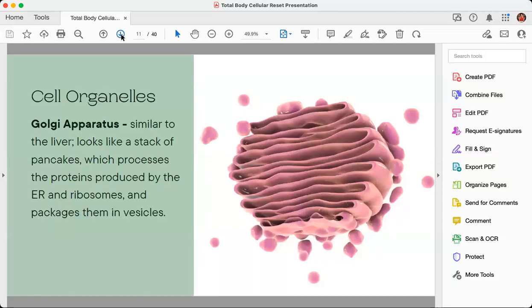Then there's the Golgi apparatus, which is similar to the liver, and it looks like a stack of pancakes, as you can see from this lovely picture. And it processes the proteins that are produced in the endoplasmic reticulum and ribosomes and packages them into vesicles.